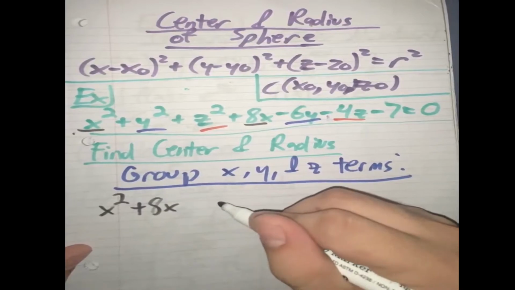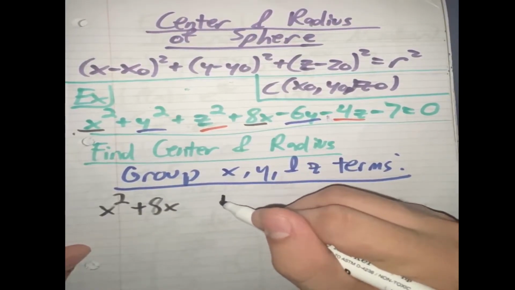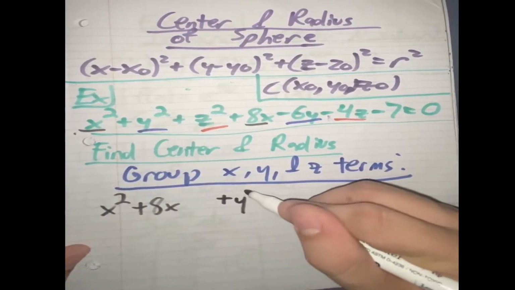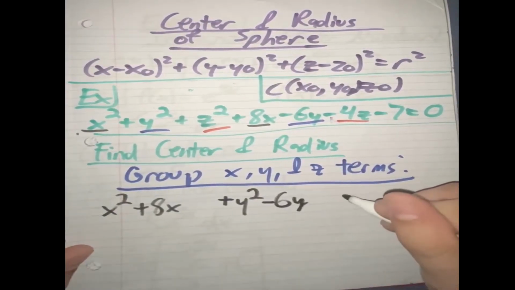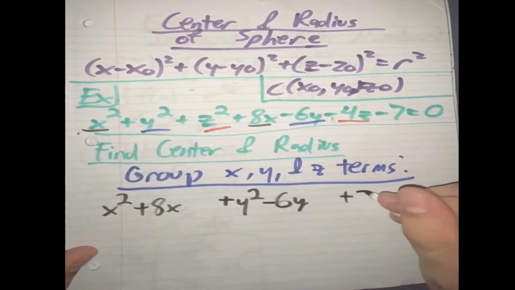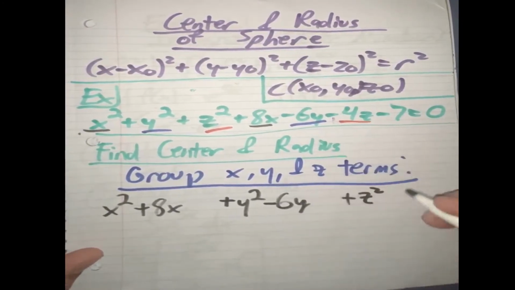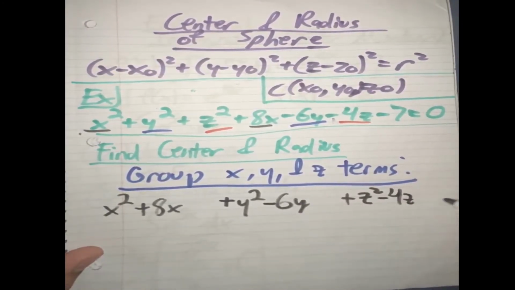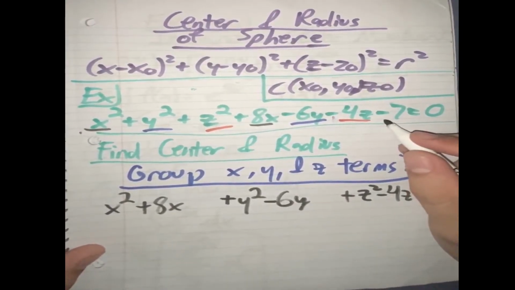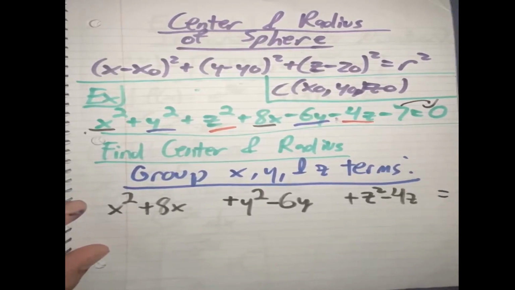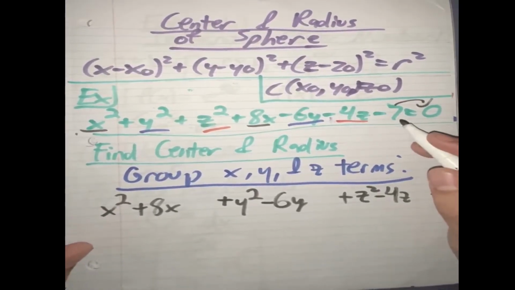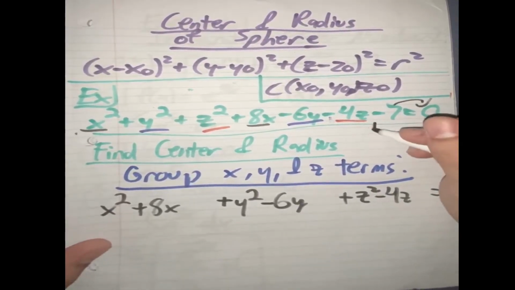And I'm going to leave a little gap here, and later on you'll see why. Plus y squared minus 6y plus z squared minus 4z. And I'm going to say all this, minus 7, I'm going to move it to the opposite side. So it's going to be equal to positive 7. All I did was add 7 to both sides.